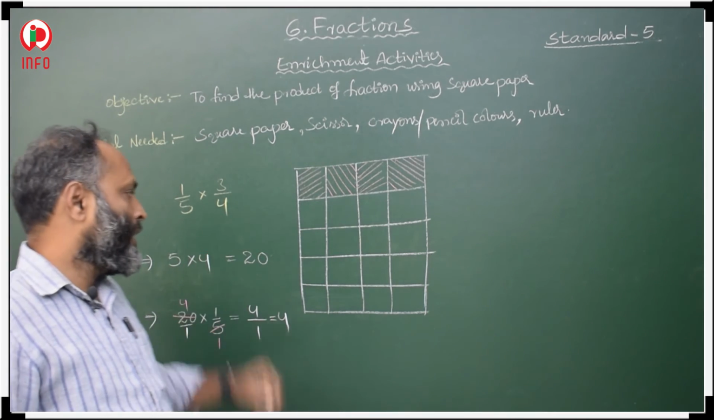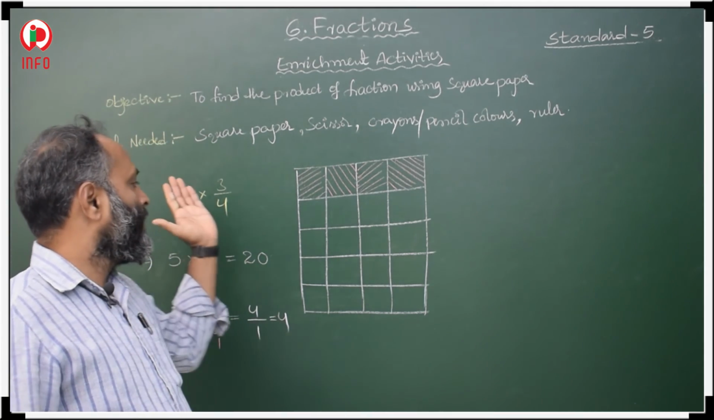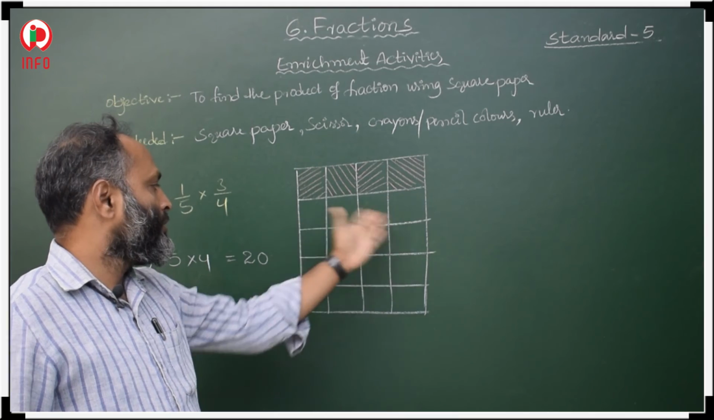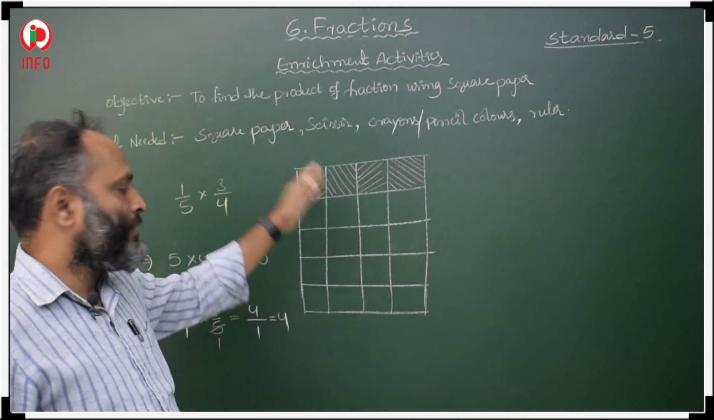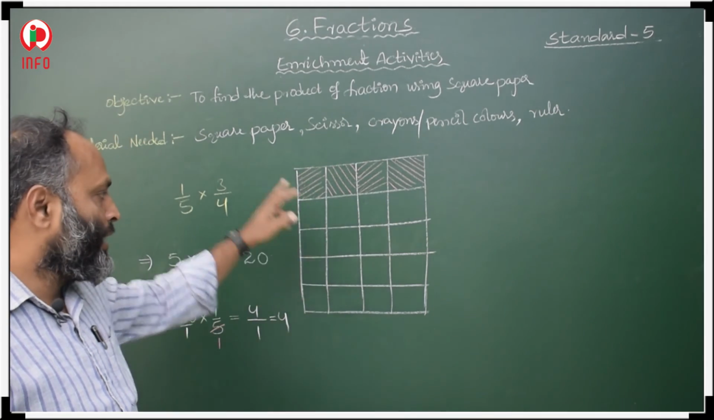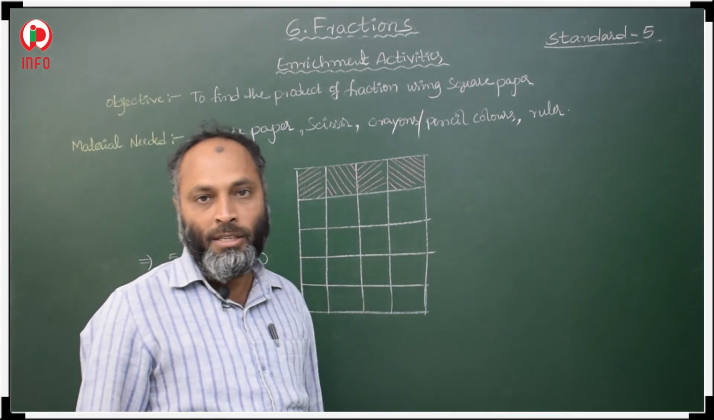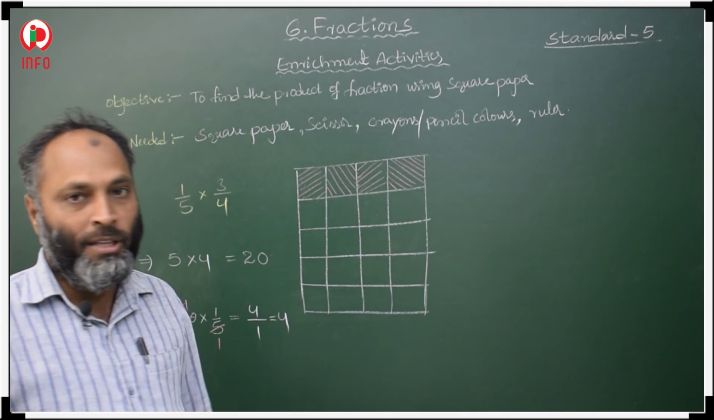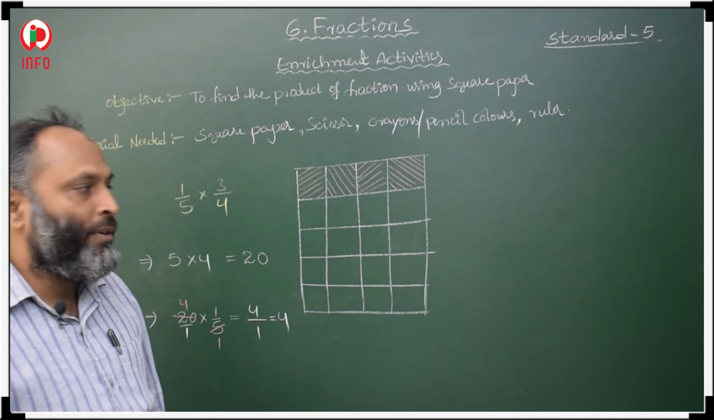5 fours are 20. So we have to prepare 5 columns and 4 rows, and cut square grids in that way. A total of 20 square grids were there. How many? 20 square grids were there.